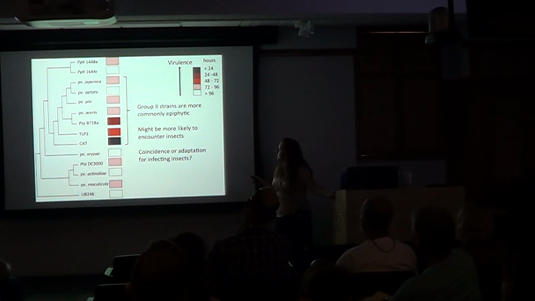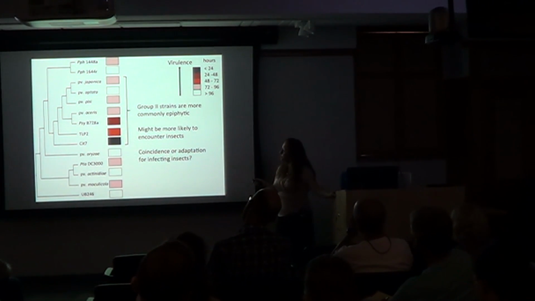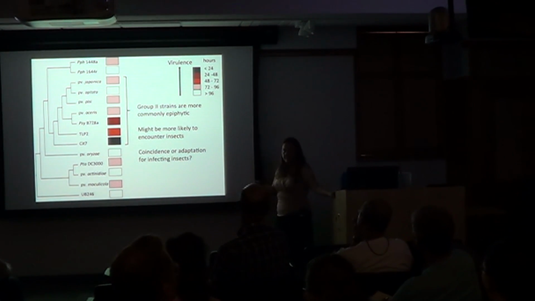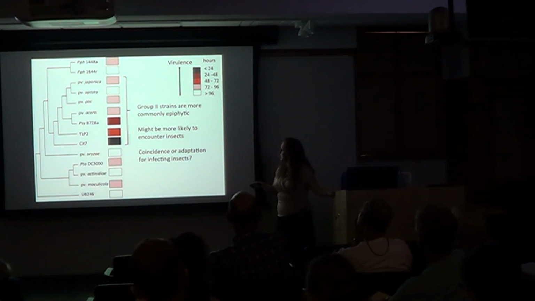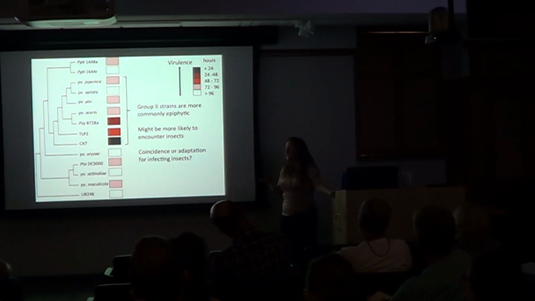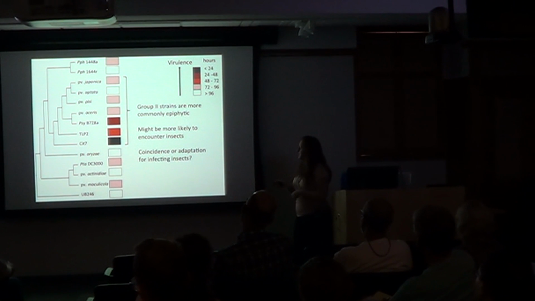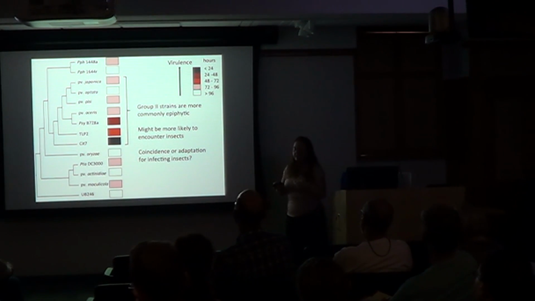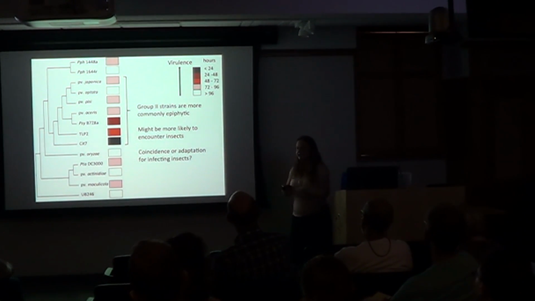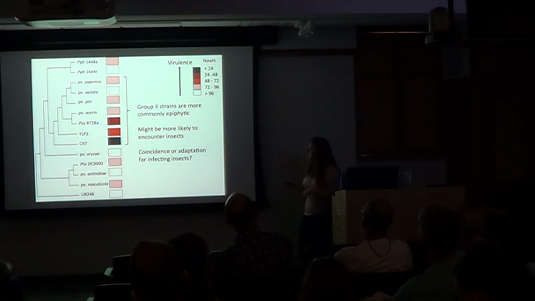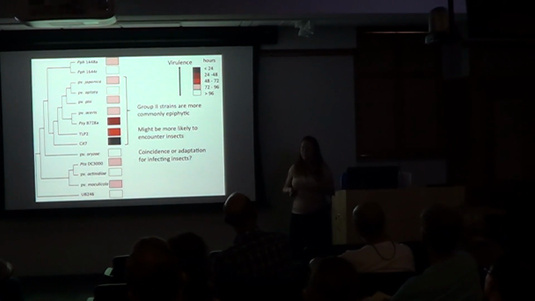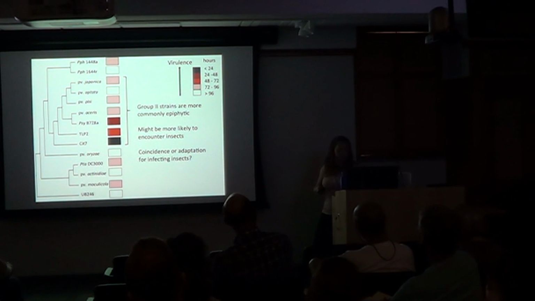For instance, a lot of the strains that are highly virulent, especially these that are in group 2, are more commonly epiphytes. It's thought that they do a little bit better in the epiphytic habitat. That is intriguing because it means that they're more likely to encounter the insects. But it also might just be a coincidence that whatever makes you a good epiphyte may also make you virulent to insects. And I'd like to be able to get at that question of, is this just a coincidence, or are these strains actually adapted for being virulent to insects?